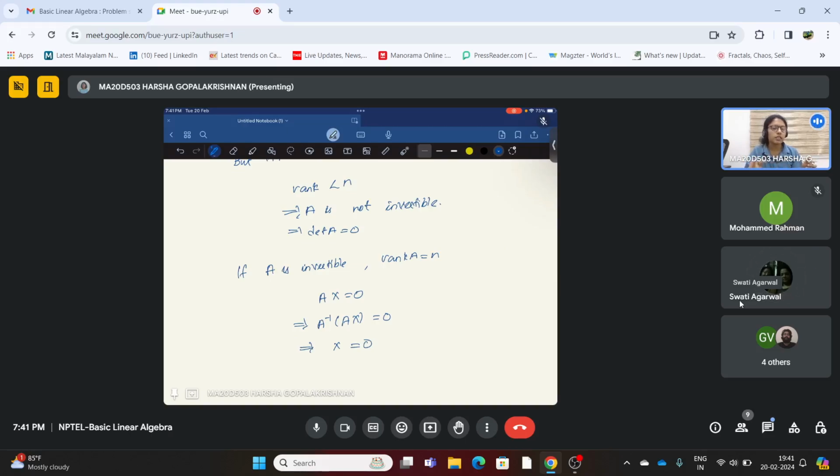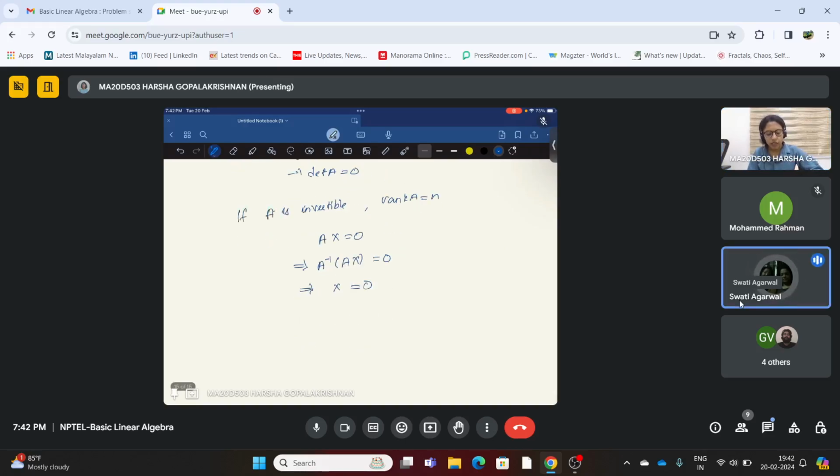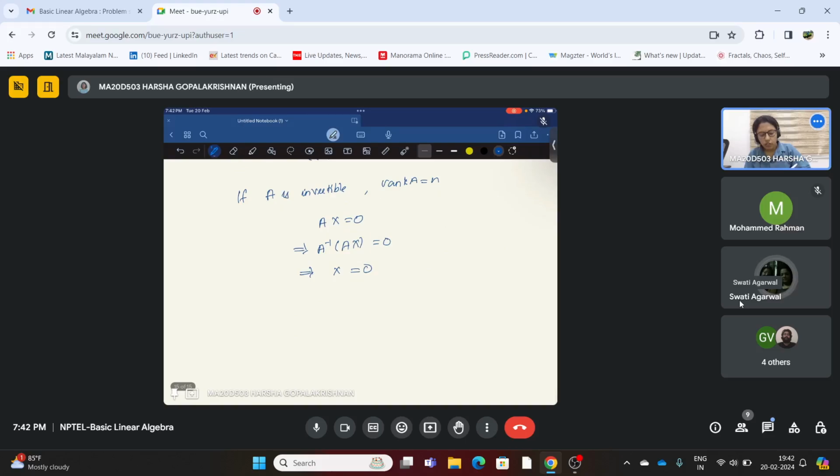But that is not true in our case. We got a solution 1, 1, 1, etc. We got more. That is why we are saying A is not invertible. If A is invertible, it should be satisfied here. It is not satisfied. We got more than one solution. So A should not be invertible. That's all.